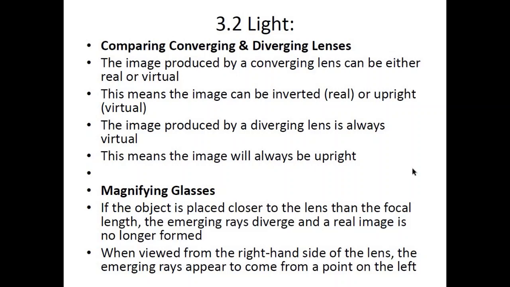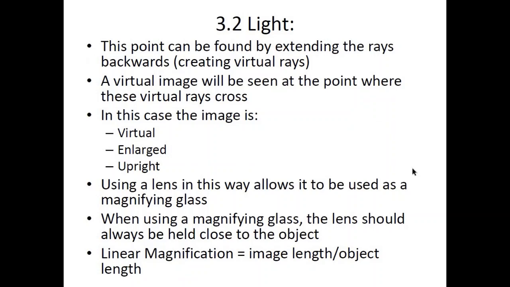Magnifying glasses. If the object is placed closer to the lens than the focal length, the emerging rays diverge and a real image is no longer formed. Instead, a virtual image is formed that is enlarged or magnified. When viewed from the right hand side, the emerging rays appear to come from a point on the left. This point can be found by extending the rays backward or creating virtual rays. A virtual image would be seen that would be virtual, enlarged, and upright. And using a lens in this way allows it to act as a magnifying glass. Also remember the formula for linear magnification: image length divided by object length.